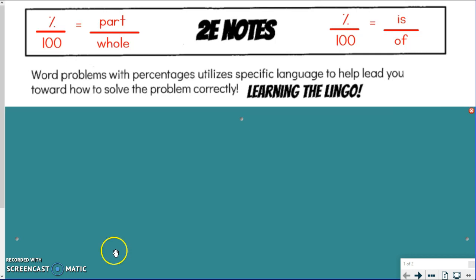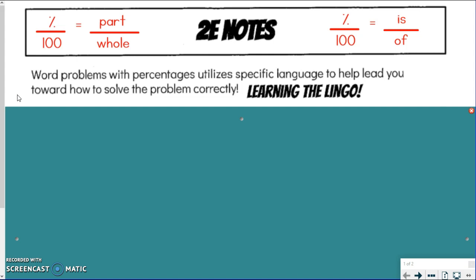So let's get started. If you notice up here, you don't have to write these, although you can if you want, but we have those proportions from earlier where we have percent over 100 equals part over whole. But now we're going to transition from word problems to what looks simpler but is a little harder, when it's more of a phrase. Word problems with percentages utilize special language to help lead you towards how to solve the problem correctly. And so we're going to learn the lingo.